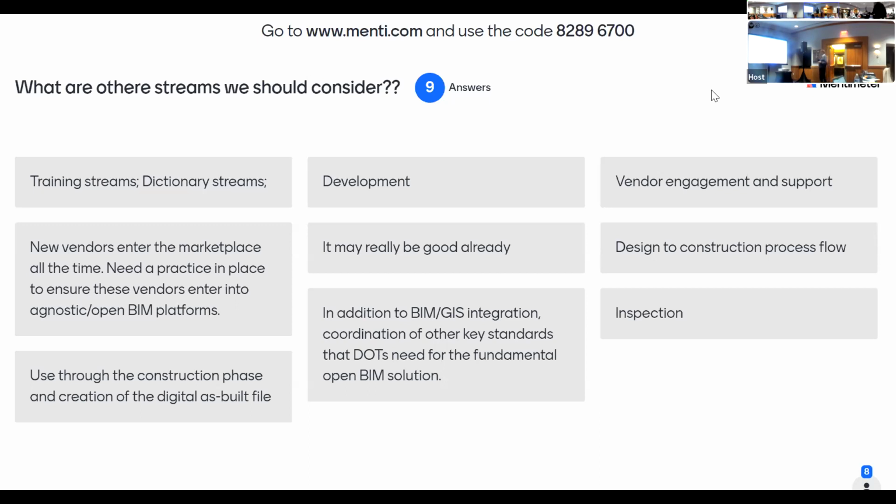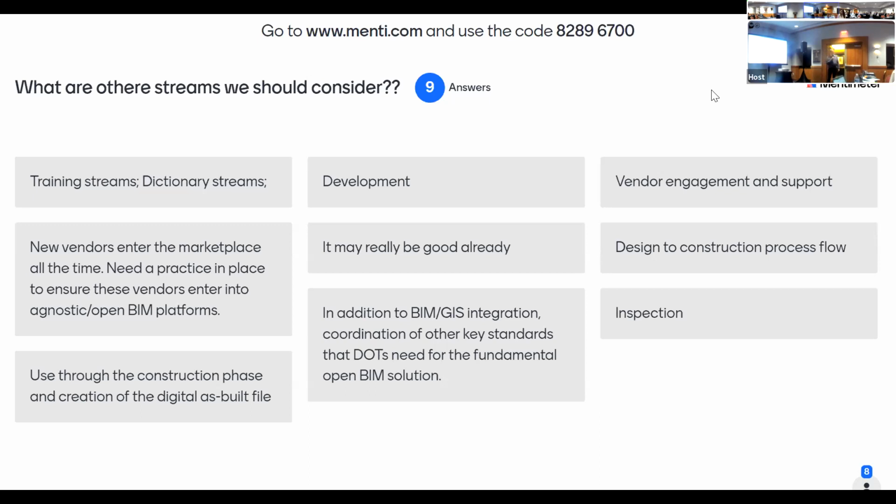Vendor engagement and support. Yeah, one of the streams is the piloting project, so we want to see that engaging with vendors and in the application of their software products to real projects and reporting on that. Design, construction, purchase process, well, that's again part of the life cycle development that is important.